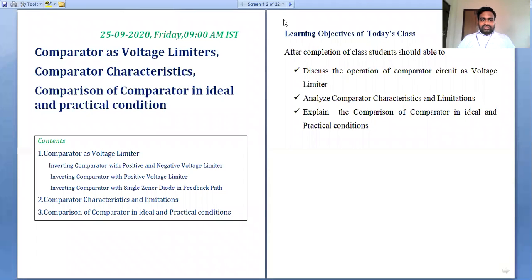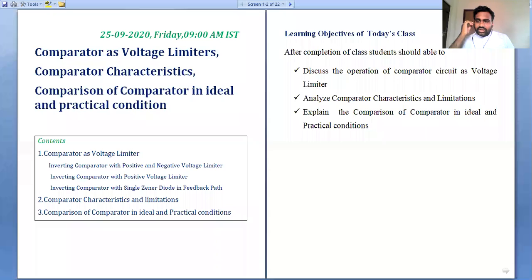In previous classes, we discussed the non-linear applications of the operational amplifier, that is, the comparator. We analyzed the definition of comparator and we classified the comparator. A comparator is a non-linear application of an operational amplifier which compares the input voltage with respect to a reference voltage, and an output voltage will be observed.